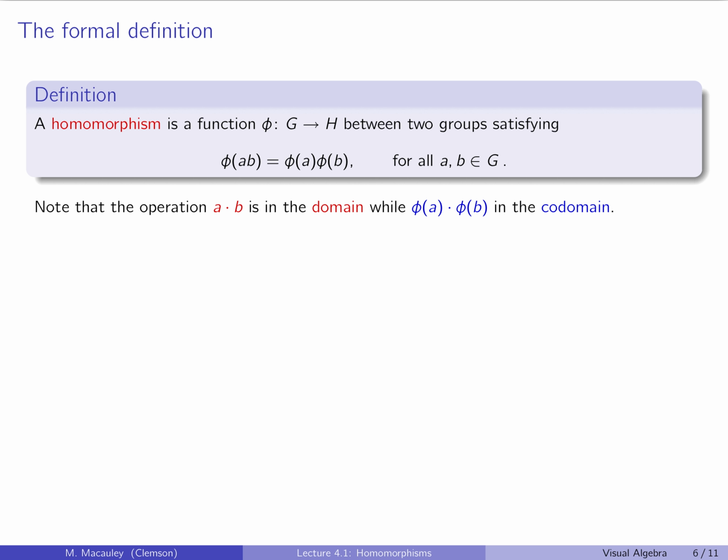Here's a formal definition. A homomorphism is a function phi from a group G to a group H satisfying the following property. Phi of A times B equals phi of A times phi of B for all elements A and B in G. Notice that the operation A times B, that is inside the parentheses here, is in the domain, whereas the operation phi of A times phi of B, that's over here, is in the codomain. And if we don't know what the operation is, we generically assume it is multiplication.